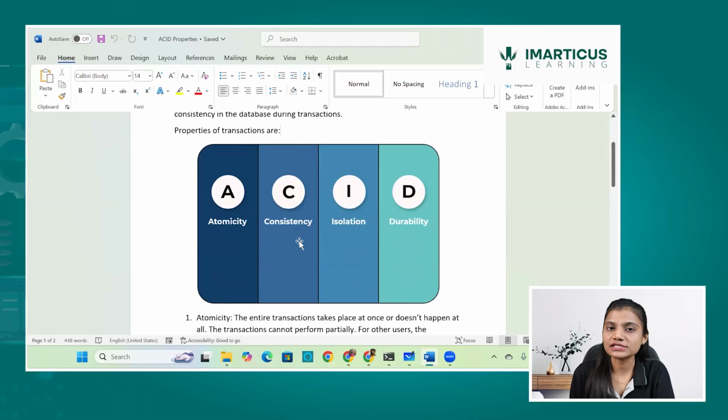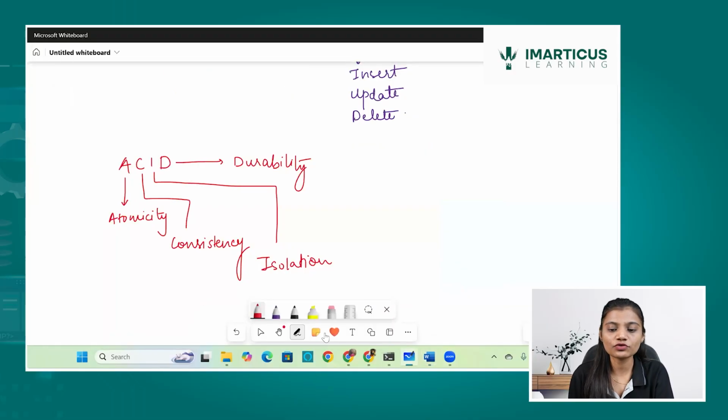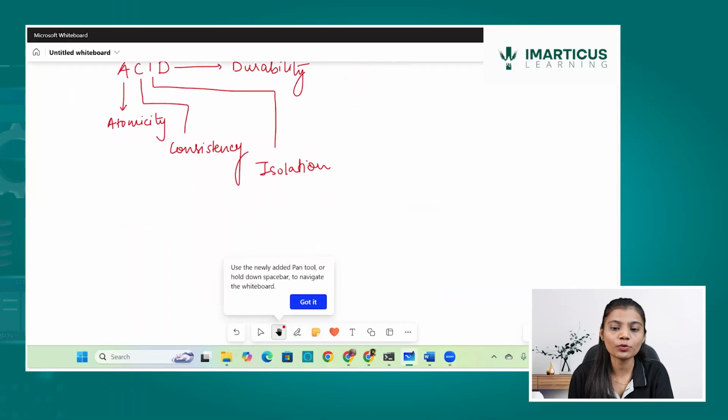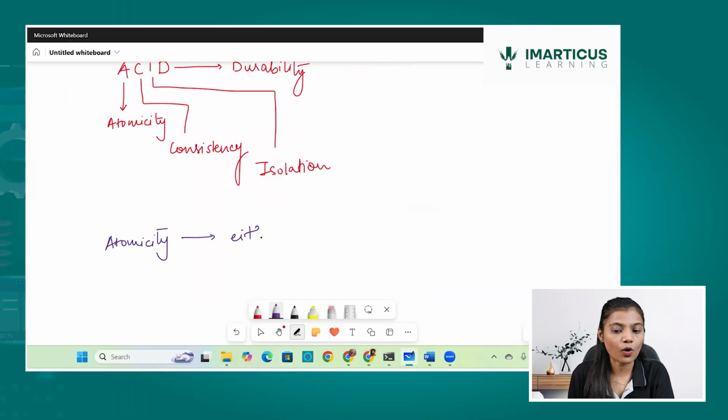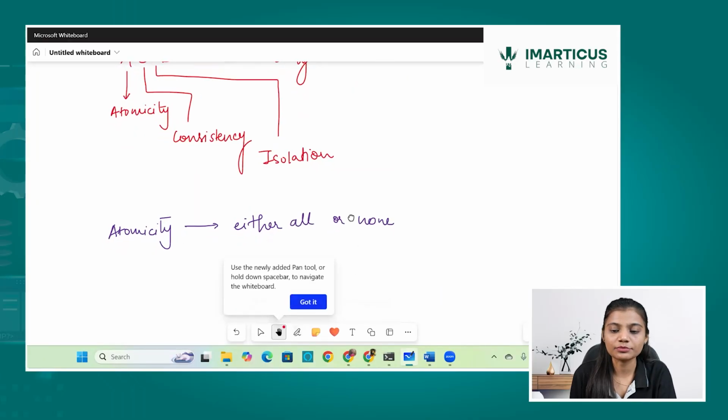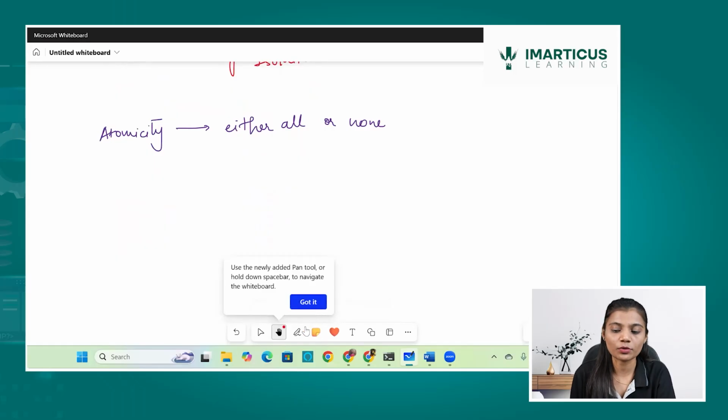What does atomicity say? There could be any number of definitions for atomicity, but in simple terms, atomicity means either all or none. Either all the steps in the transaction are completed, or if any one step in the transaction fails, the entire transaction is called a failed transaction. Let's see how, and what it helps me understand with respect to atomicity.